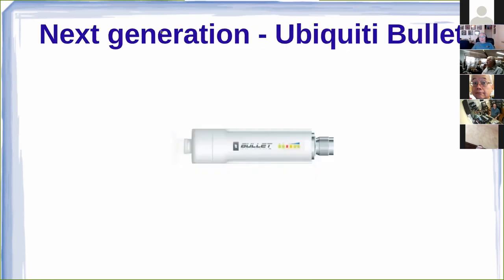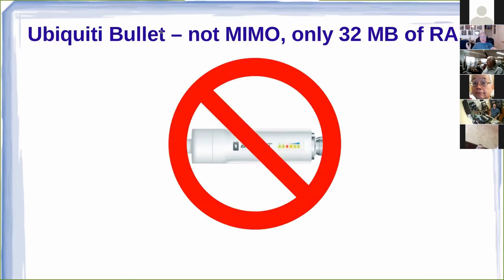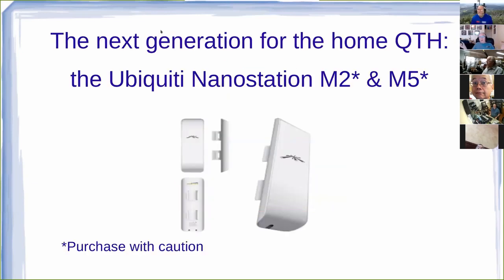So the next generation was this here, which is typical. Ubiquiti Bullet, 600 milliwatts, only one antenna output, only 32 megs of RAM, and it's not MIMO because it only has that one antenna connection. So if you have any of these on the air, think about retiring them. So the next generation typically is the Ubiquiti Nano Station for 2 gigs and 5 gigs, and TP-Link has some equivalents, and I will talk about them too.